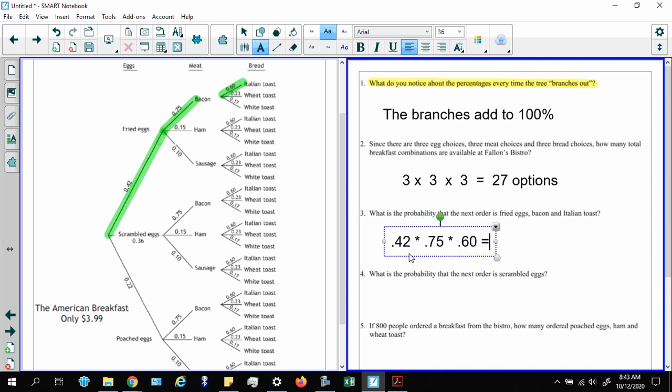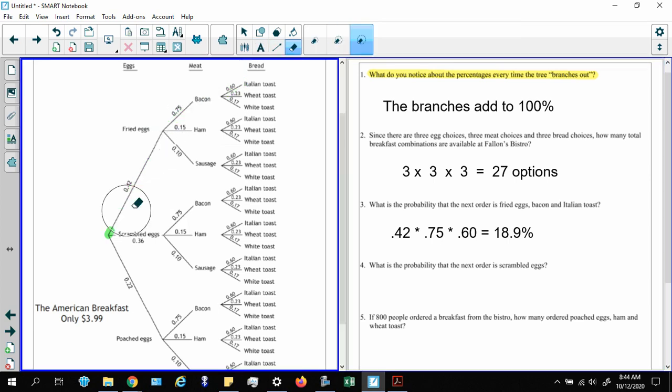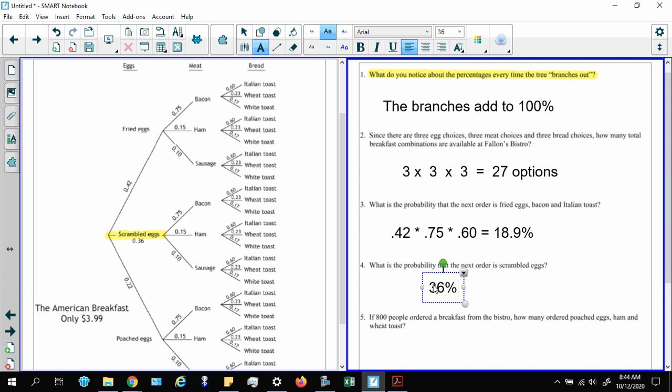So when we do the math, and I'm going to answer in the form of a percentage here, that's going to give me 18.9%. Okay? What is the probability that the next order is scrambled eggs? Well, notice that all we're given is just scrambled eggs. That's it. We're not saying scrambled eggs, bacon, ham, or whatever. It's just scrambled eggs. So using our tree, all we're doing is just focusing on scrambled eggs, which is right there, 36%. So it's going to be 36%.